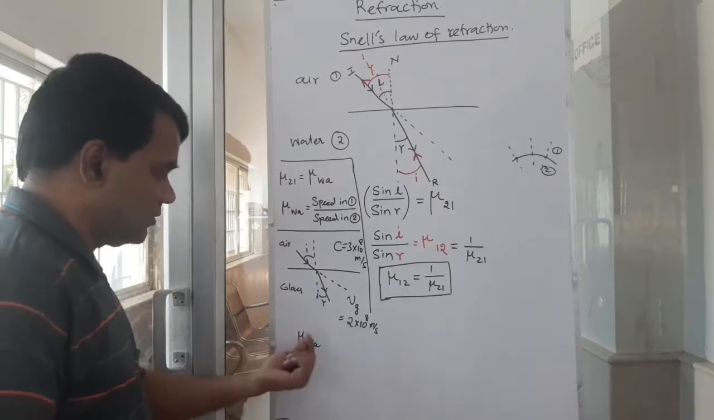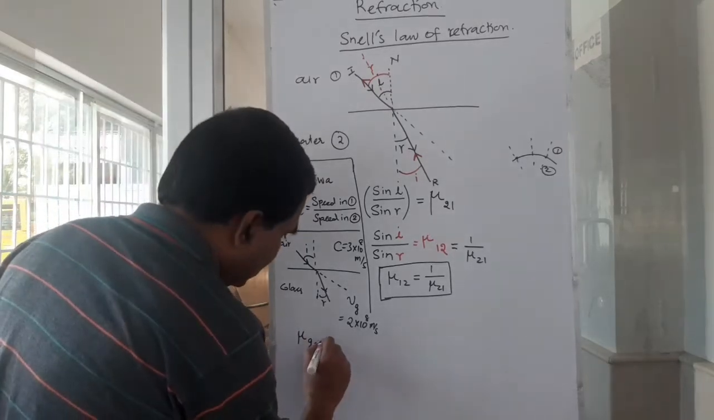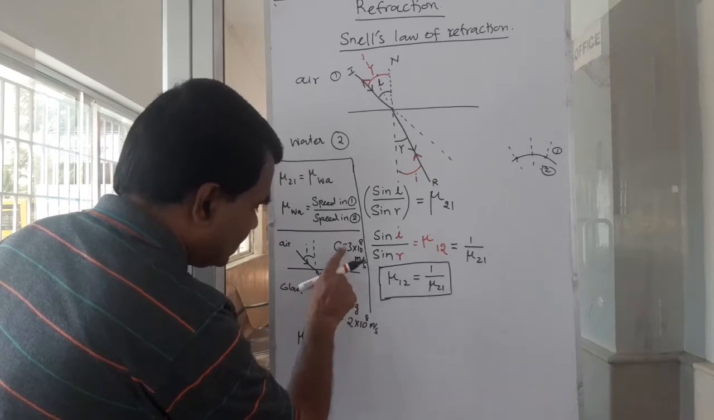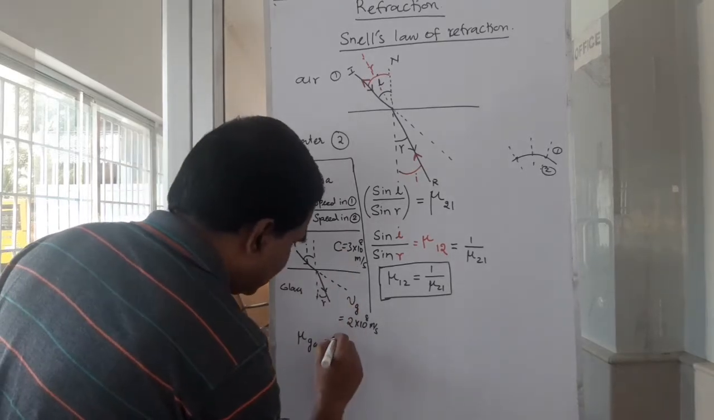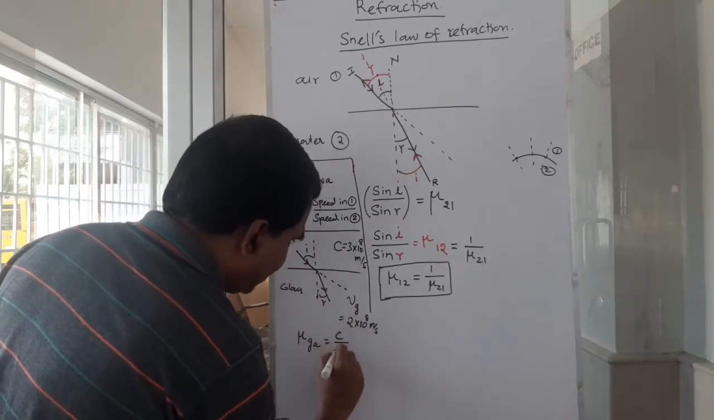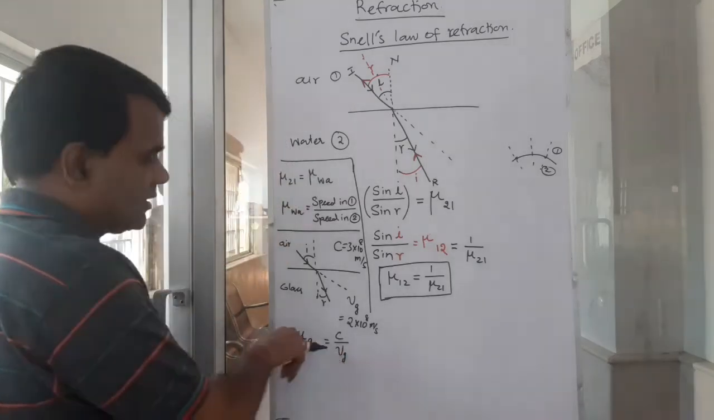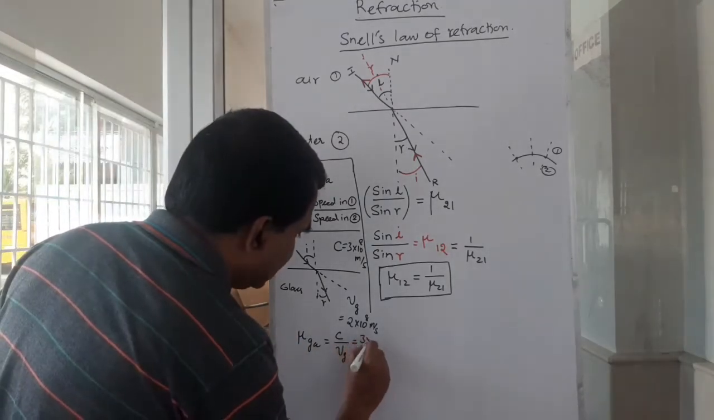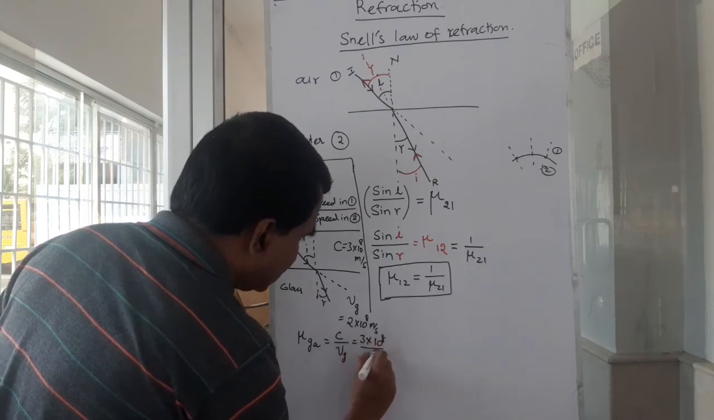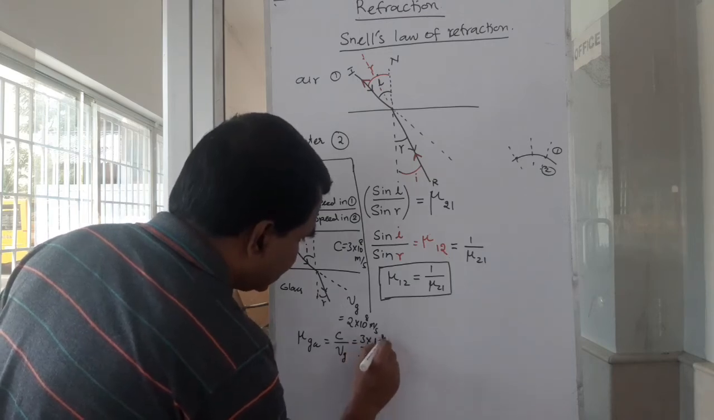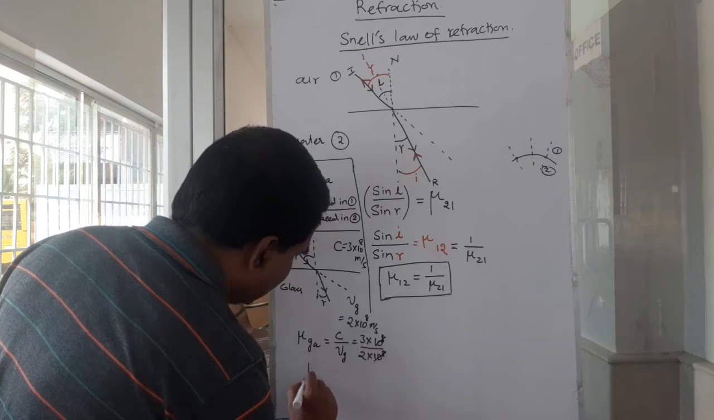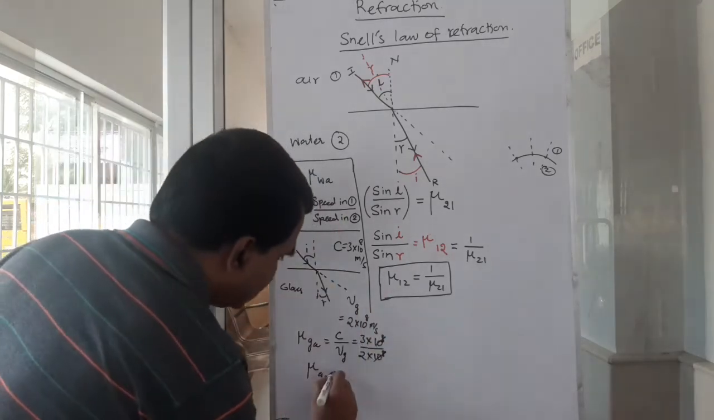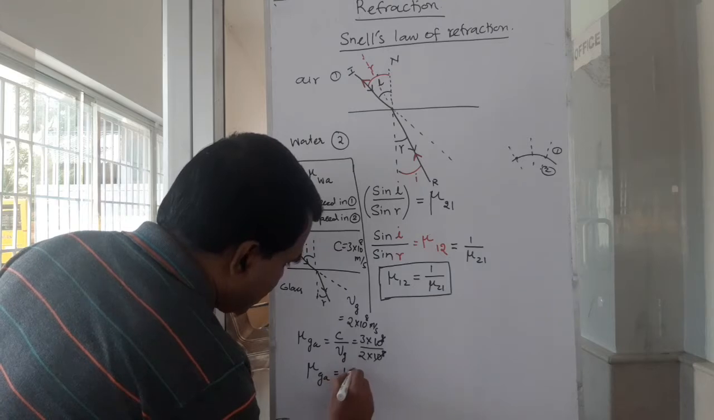So this is equal to speed in air or vacuum. So that is C by Vg, velocity in glass, speed in glass. So that gives you 3 into 10 power 8 divided by 2 into 10 power 8. 10 power 8 cancels. So you get the refractive index of glass with respect to air or vacuum is equal to 1.5.